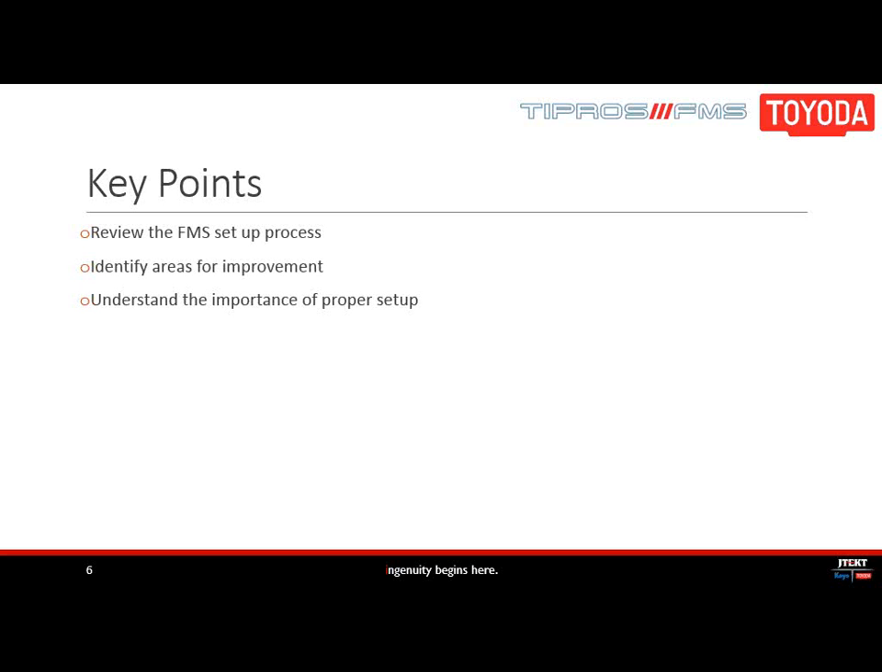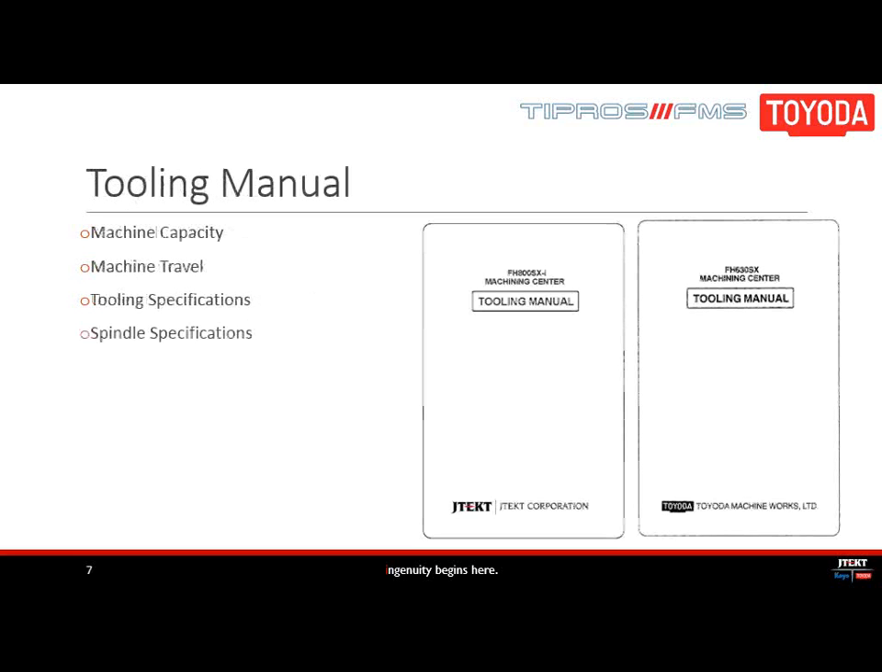So first, we're going to move into the topic of understanding the specifications of the system, which are defined in the tooling manuals. When we refer to the tooling manual, we'll focus on 4 areas: machine capacity, machine travel, tooling specifications, and spindle specifications. Now, each system will be unique, so it'll be based on the machine size. If you do need any help understanding your own, please let us know.